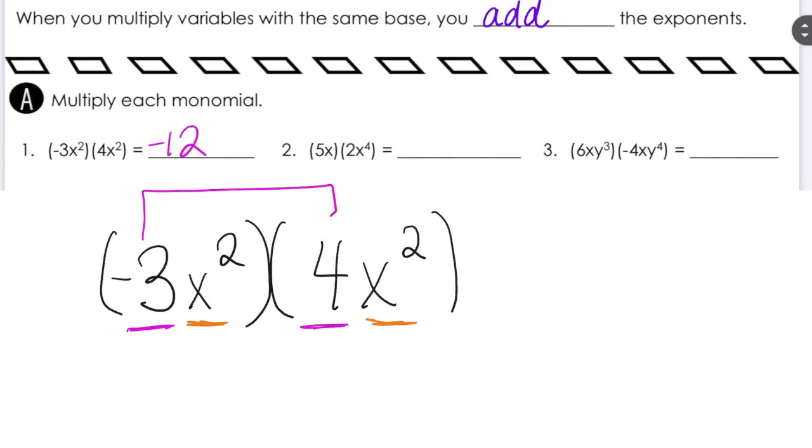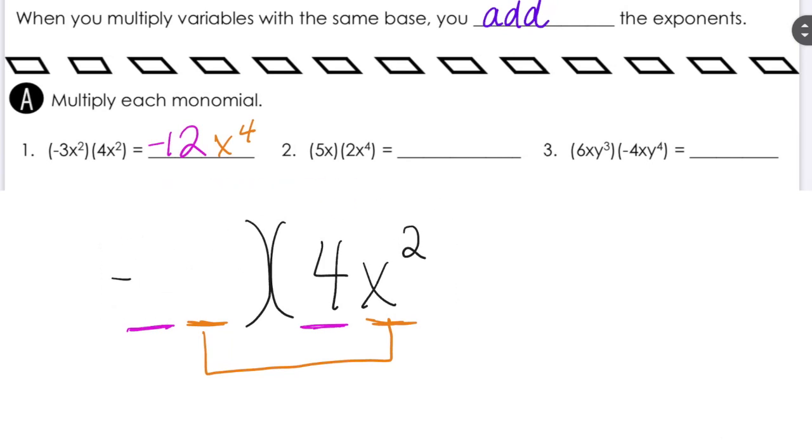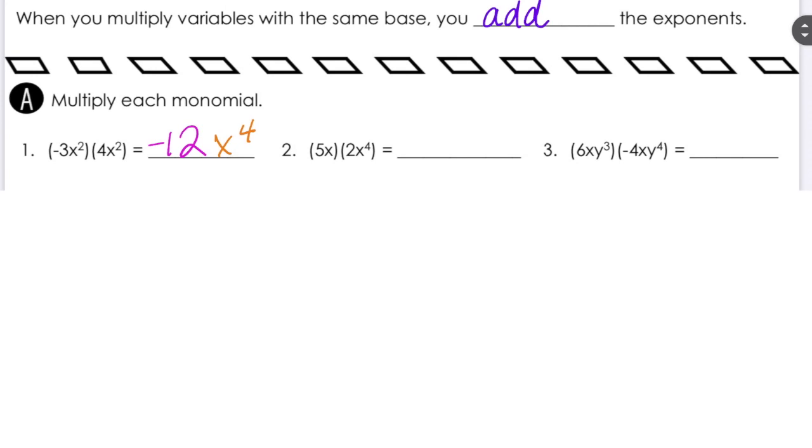And then the variables, we do x squared times x squared. Remember, we keep the base the same. We just have to add the exponent. So 2 plus 2 is 4. So x squared times x squared is going to be x to the fourth power. Let me just get all that stuff out the way. And let's do the next problem.